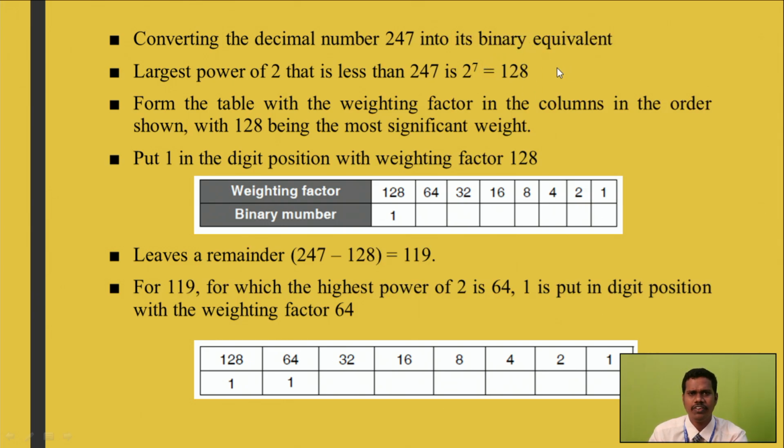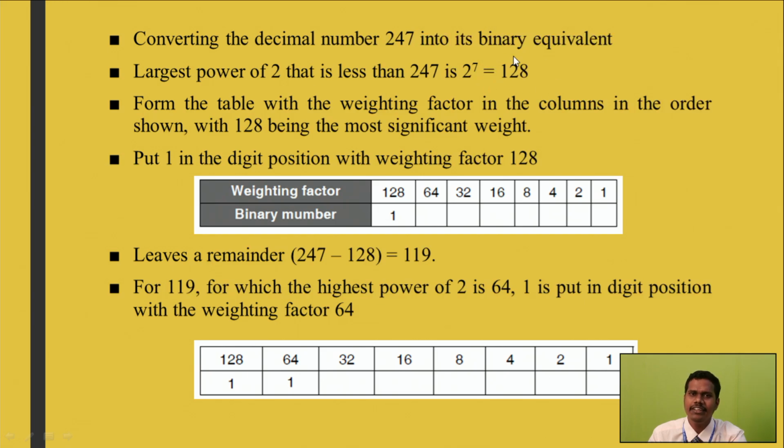So the next power value, 2 power 8, is 256, which is greater. So we eliminate 2 power 8 and take only 2 power 7, which is 128, and we represent 1 for that particular weighting factor. And the next step is we are going to subtract that 128 from 247.